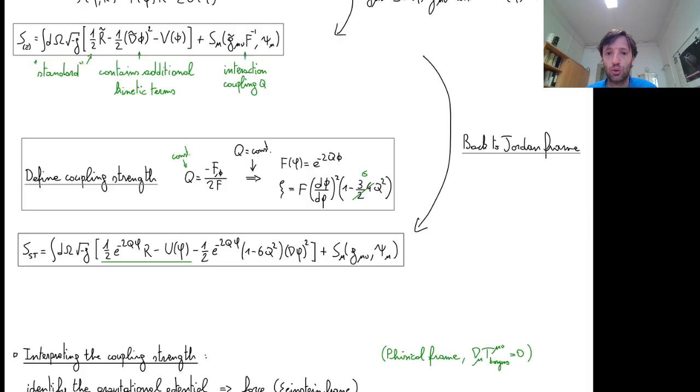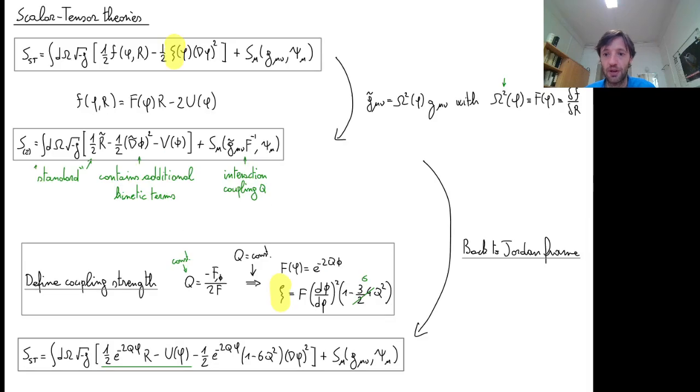Then what we did was to introduce a coupling strength Q, which is defined in this way, to obtain something analogous, or actually identical, to the coupling strength that we have seen in coupled dark energy. And if we impose Q to be a constant, then we have an explicit form for f, which is this one, and for the function psi, this guy here.